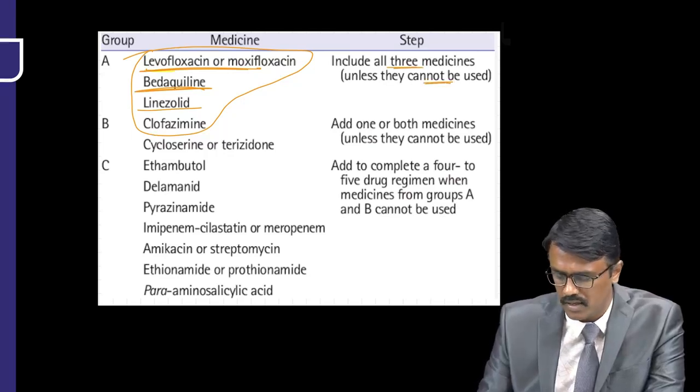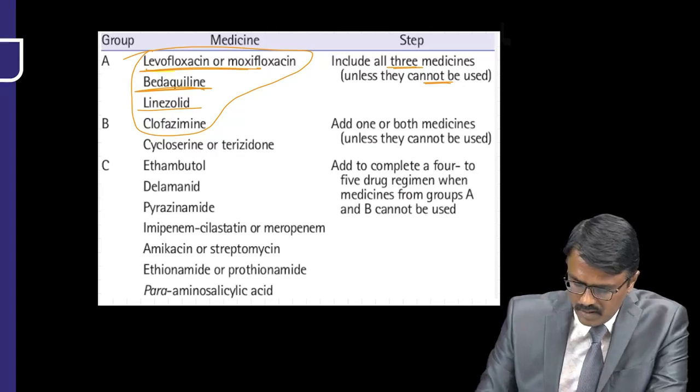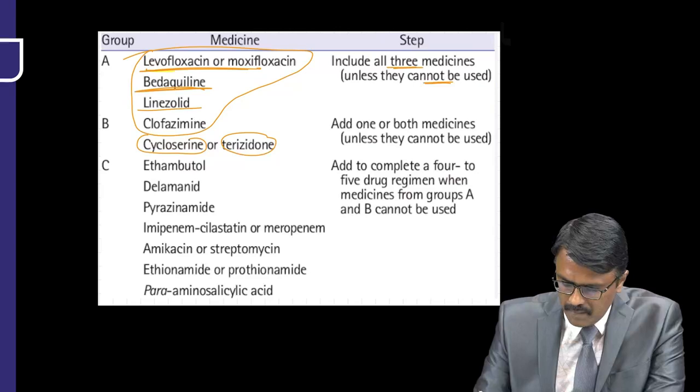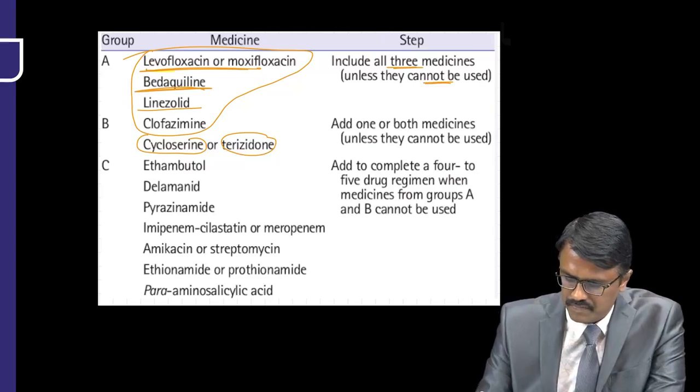If there is resistance, then only. If there is resistance, you can include the next drug from here or here. So it's a preference like this. Now suppose, what is XDR TB? What is the meaning of XDR TB? Can you tell me what is the meaning of XDR TB?